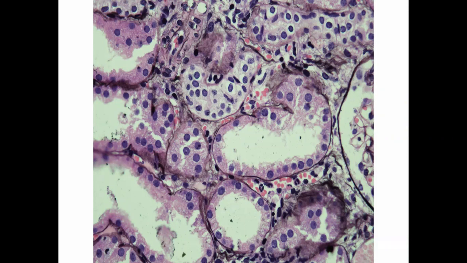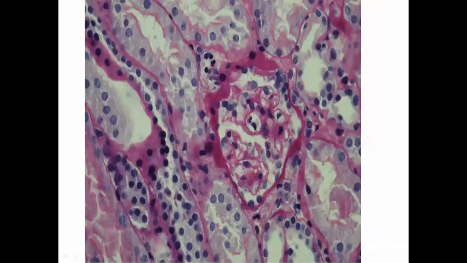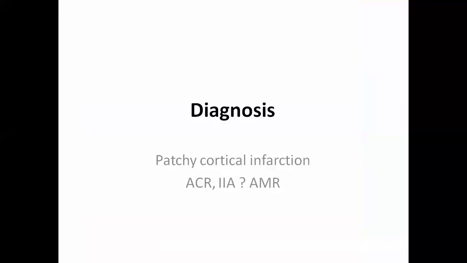But I raised a possibility based on the morphology and based on extensive vascular involvement and some peritubular capillaritis that possibly we are dealing with an acute antibody mediated rejection. And there is a pachycortical infarction also. So there could be two possibilities. Either it is a pachycortical infarction due to vascular involvement, or vascular involvement could be due to AMR or could be due to acute T cell mediated rejection.